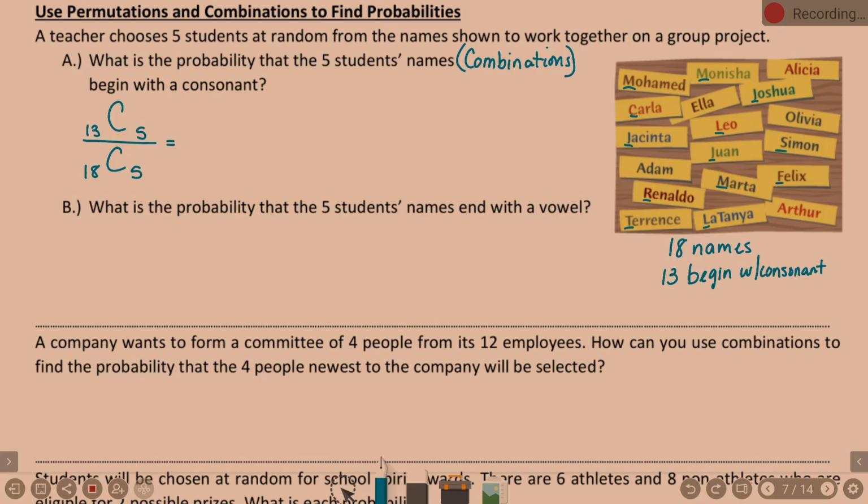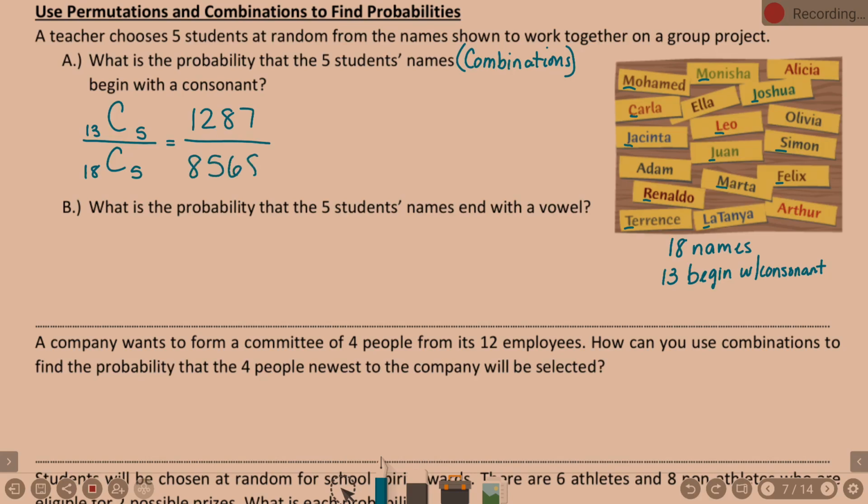Grab the calculator. Okay? Make sure we know how to do this on the calculator. Tell me a number for 13C5, a number for 18C5, and then we can divide them. 1,287. Okay. 1,287 on top. Denominator?